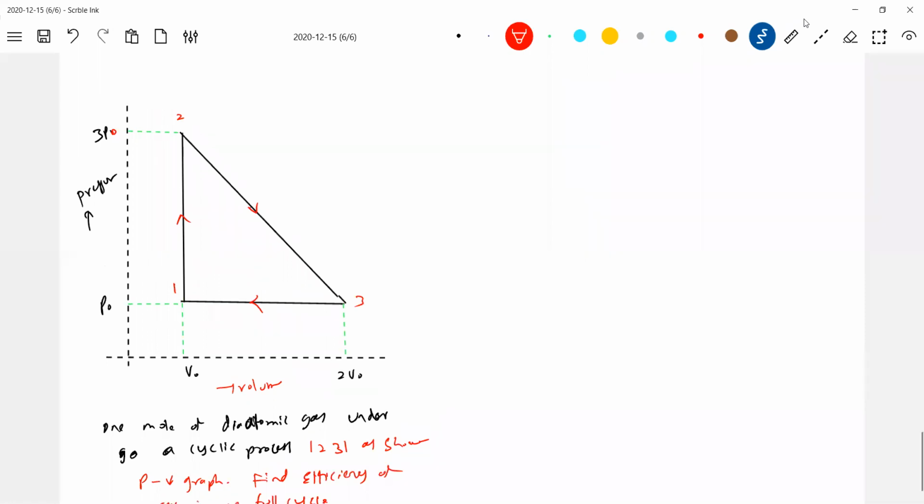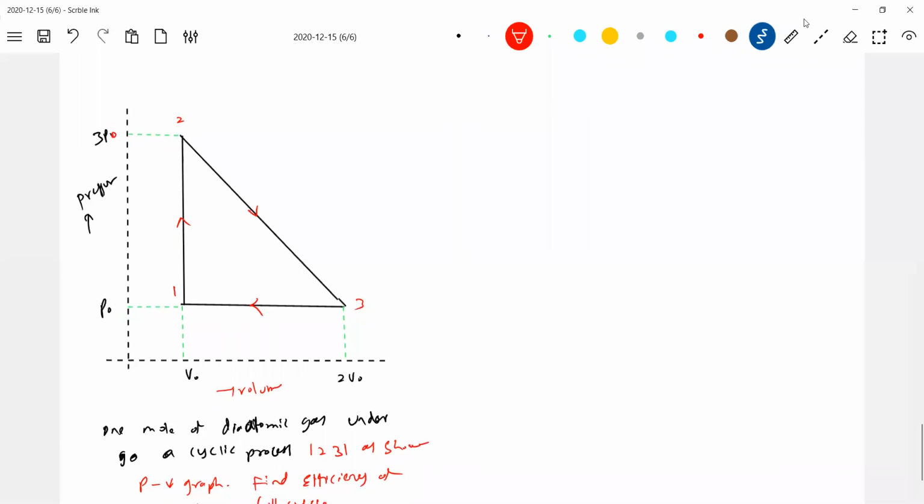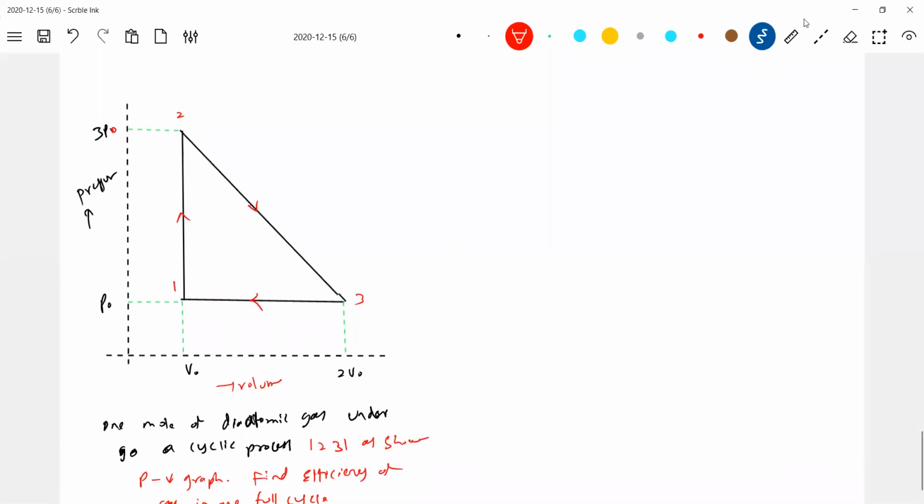Okay, now you see that already we have calculated the maximum temperature for this particular thing, where the temperature will be maximum. Let me come to efficiency. What is 1, 2? Meanwhile, you can try this one.